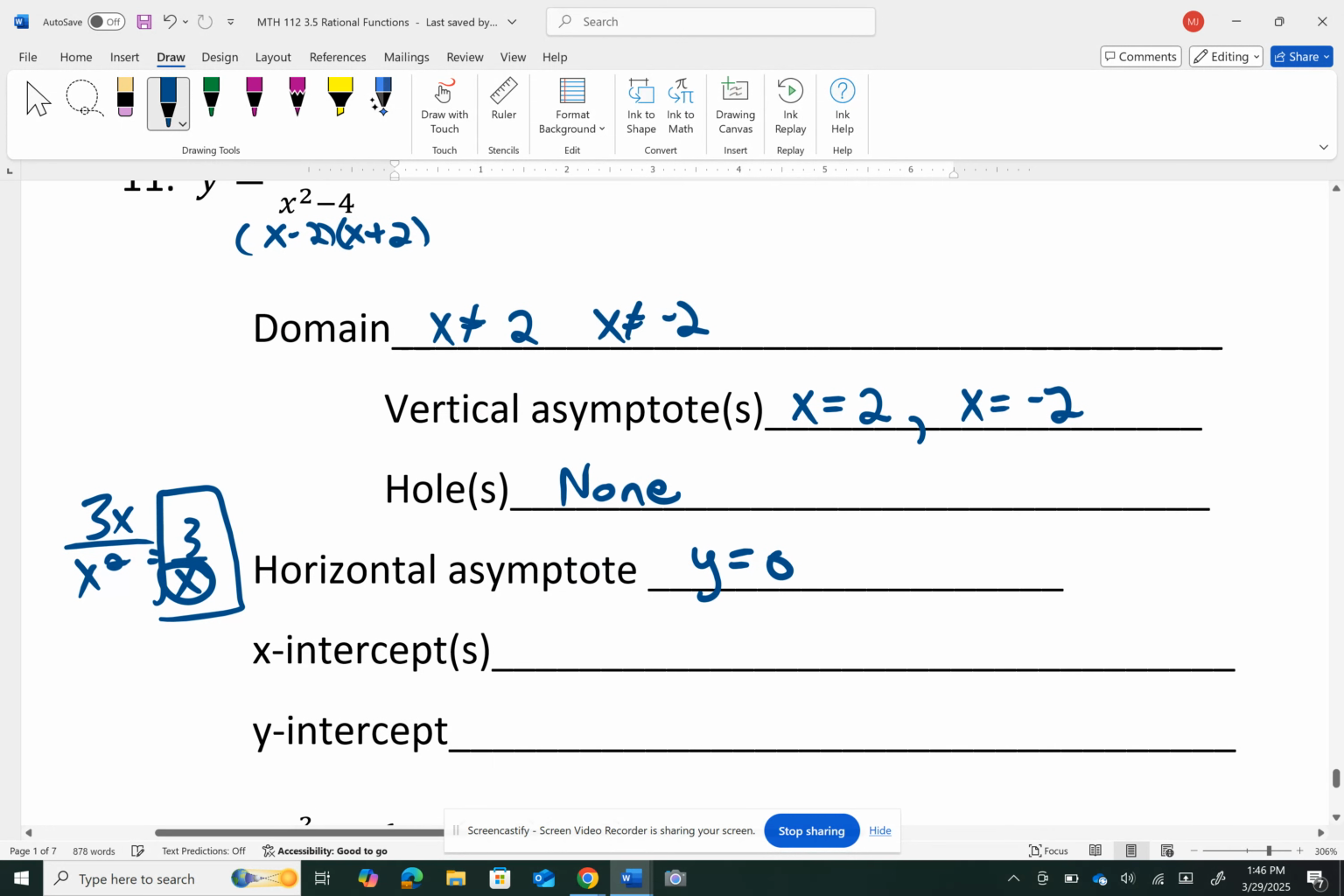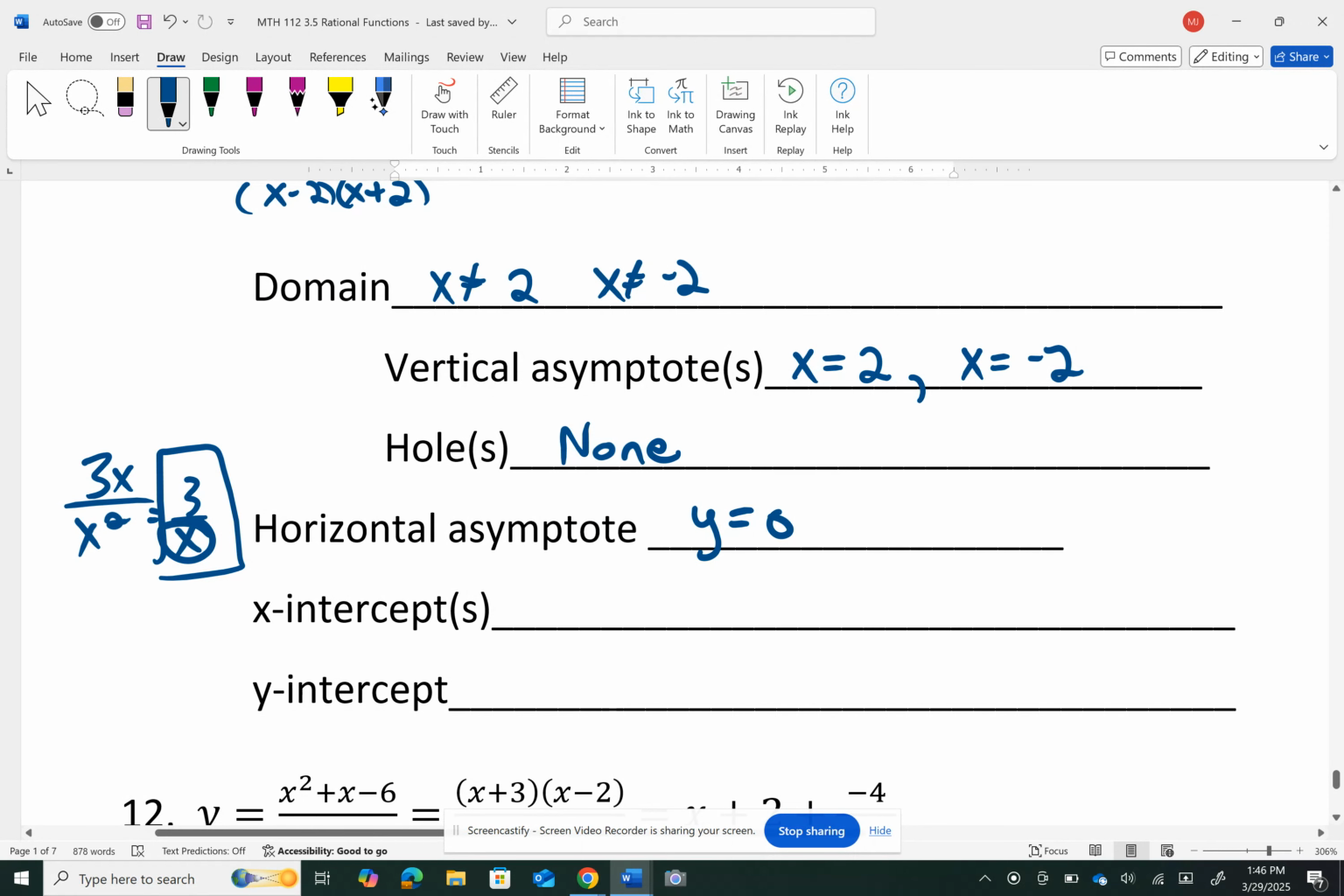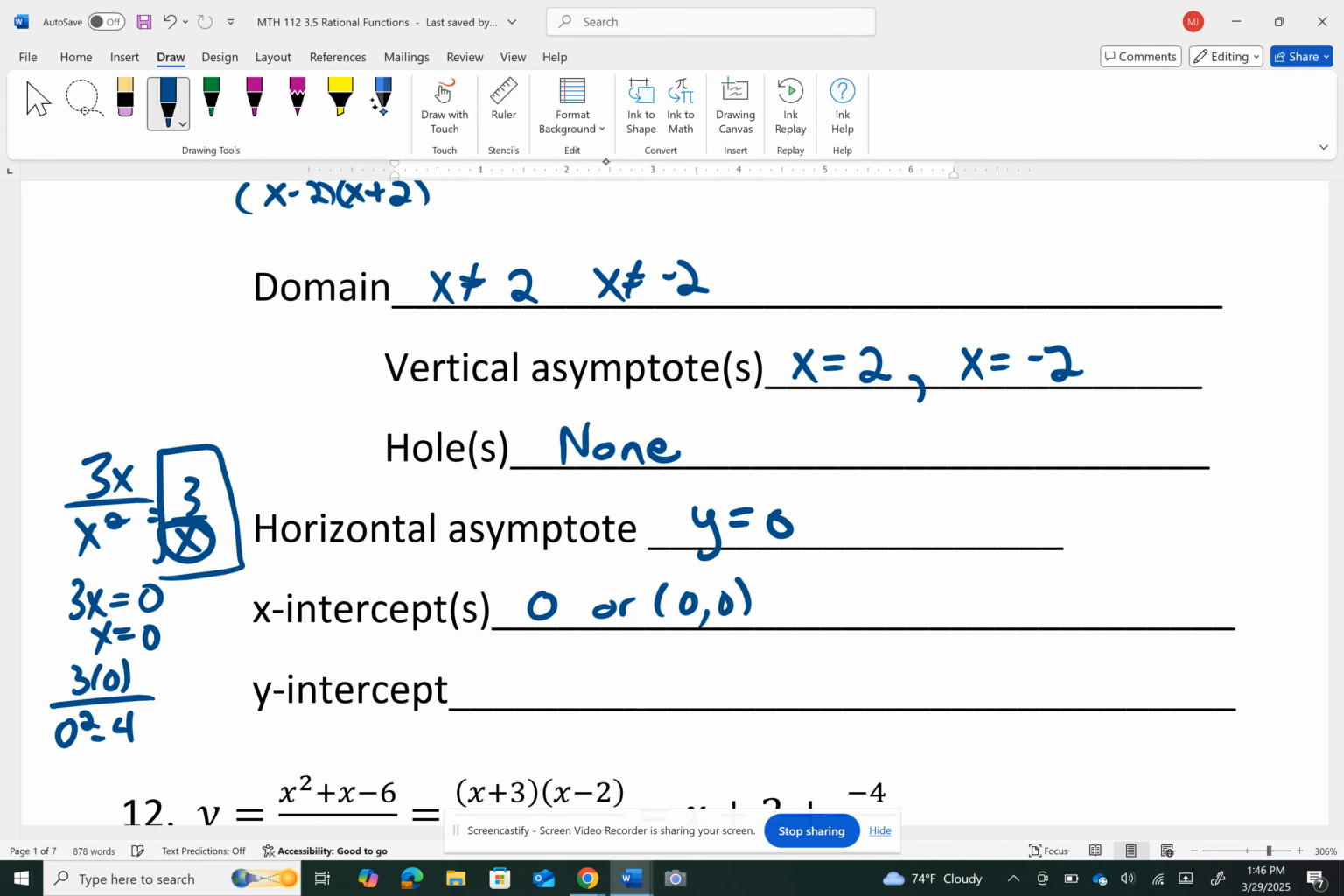For x-intercepts, we would look at what causes 3x to equal 0, which would be 0. So 0 or the ordered pair 0, 0. And for y-intercepts, we'd plug in a 0 on top for x and also plug it in on the bottom, and we'd wind up with 0 for that as well, because 0 divided by -4 would equal 0. So the y-intercept is also the origin.